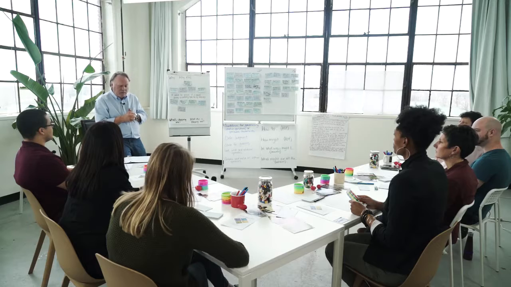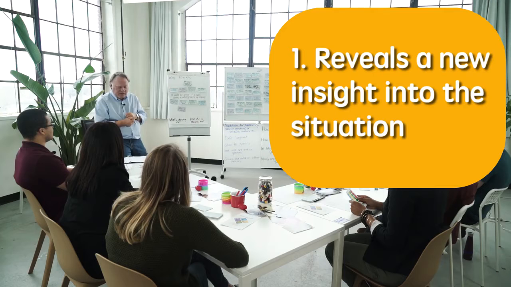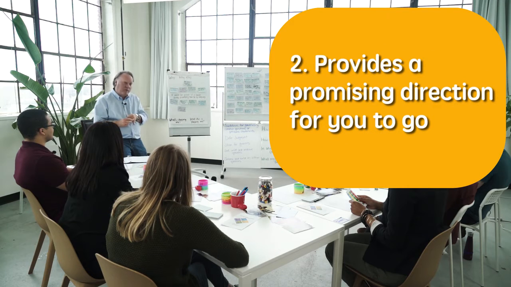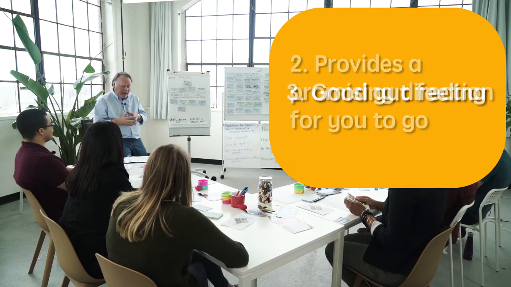So the first thing I'd like you to do is just come up here and mark the hits. The definition of a hit is it reveals a new insight into the situation, it provides a promising direction for you to go, it really nails where you're at, and it feels good in your gut. If you want to take a look also, there's some criteria for that hit right here in the cheat sheet. So Tamara, come on up. And you can mark as many as you'd like.